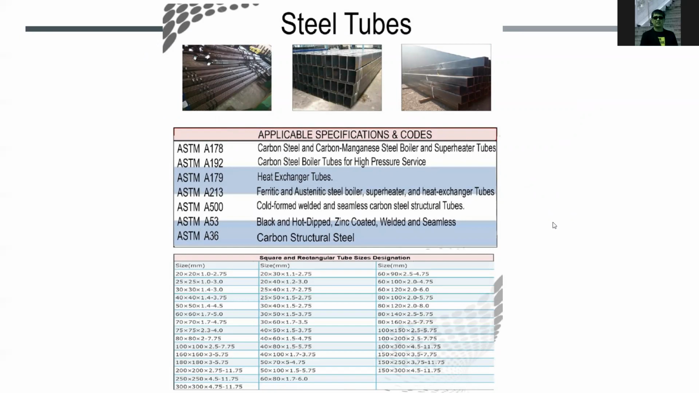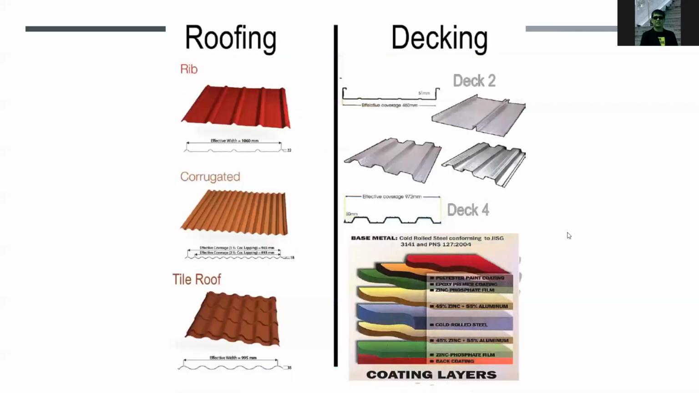So you can see that ASTM is used as a standard for the different types of sections of steel tubes. It can be a round, square, or rectangular steel tube, depending on the use. We also have the roofing.